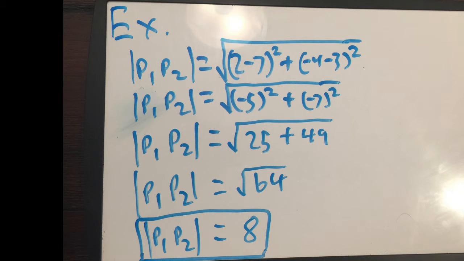The magnitude of P1P2 equals the square root of 2 minus 7 squared plus negative 4 minus 3 squared, which simplifies to the square root of negative 5 squared plus negative 7 squared. That equals the square root of 25 plus 49, which simplifies to be the square root of 64, which is 8.